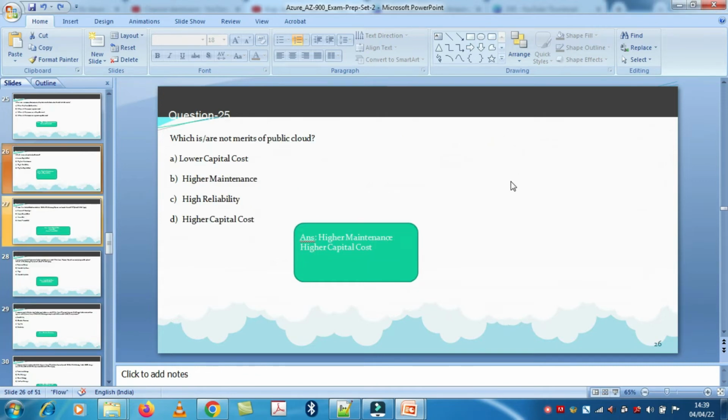So question number 25, guys, which are not merits of a public cloud. You can easily know this answer if you know what exactly a public cloud is. So lower capital cost, that is absolutely true, because the pay as you go service is there. Okay, so lower capital cost, this is true. Higher maintenance is not a merit of a public cloud. High reliability is also a merit of a public cloud, and higher capital cost is not a merit of a public cloud. So only B and C is the answer, that is higher maintenance and higher capital cost are not merits of a public cloud. Okay, moving to the next question, guys.